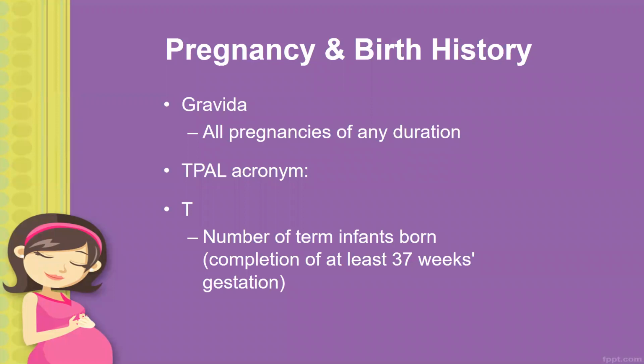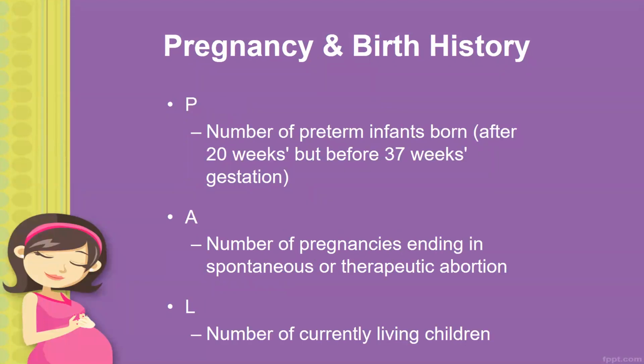T, were they term? P is, were there any preterms? A, were there any abortions, whether spontaneous or induced? And L is living children. Remember, there's gravida, and there's also para, which is how many deliveries they've had. And here's that explanation as well.